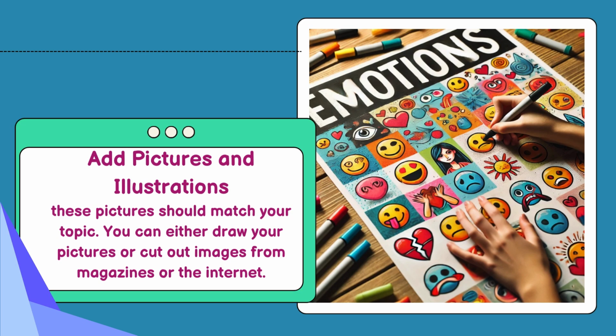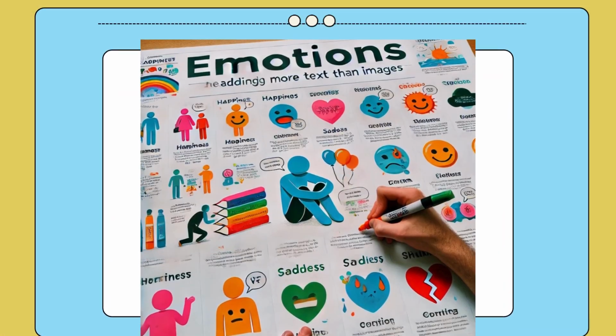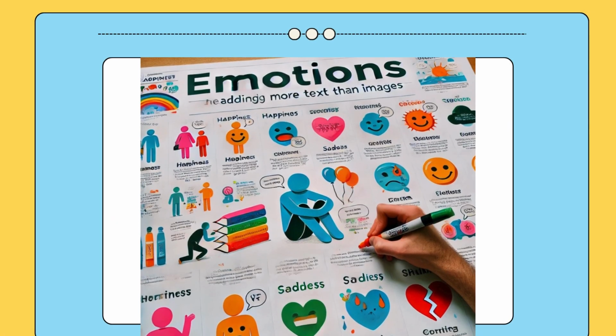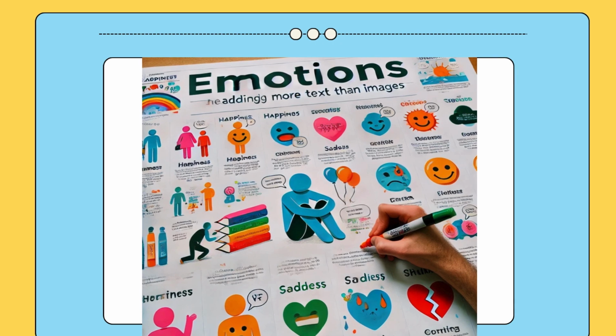Next, it's time to add pictures or drawings to your poster. These pictures should match your topic. You can either draw your pictures or cut out images from magazines or the internet. For example, if your poster is about emotions, you can add pictures of emojis or people expressing feelings. Make sure your pictures are placed nicely and are easy to see.